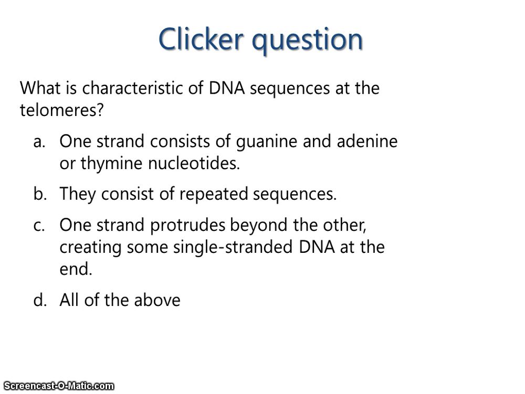Here's just a clicker question. What is characteristic of DNA sequences at the telomeres? A, one strand consists of guanine and adenine or thymine nucleotides. B, they consist of repeated sequences. C, one strand protrudes beyond the other, creating some single-stranded DNA at the end. Or D, all of the above. So the correct answer is all of the above, because all of those things are true.